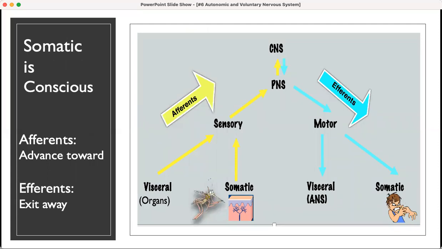The somatic is conscious, and it's taking information towards the central nervous system. So anything that goes towards the central nervous system is called an afferent. To remember, afferent, advancing toward, both starting with the letter A, afferent and advance toward. Efferents, as in exit, are what you're doing about it. So they're impulses that are moving away from the central nervous system.